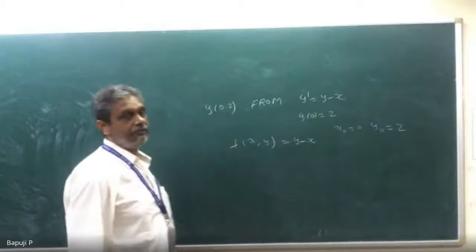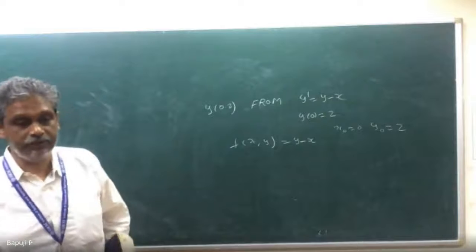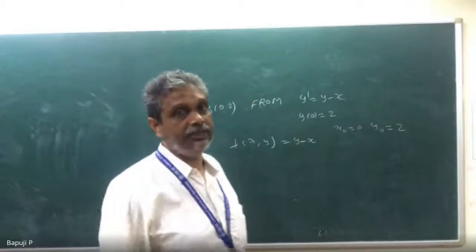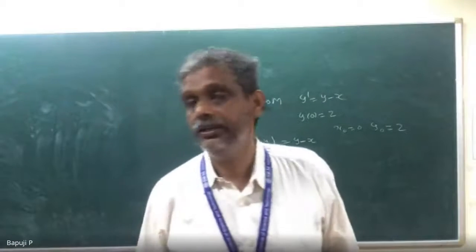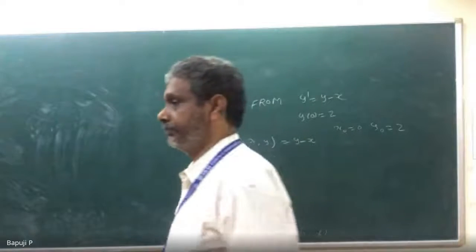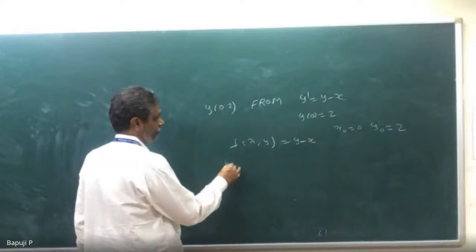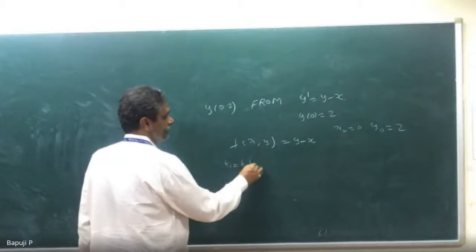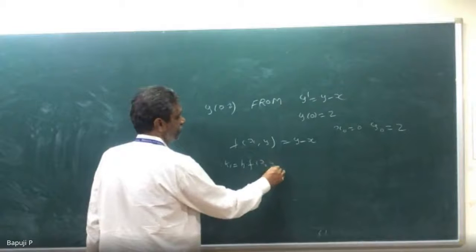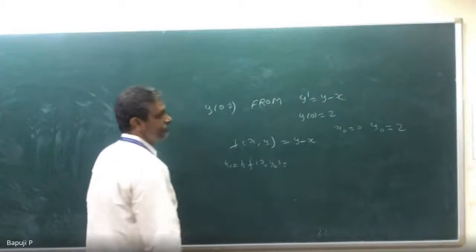Now your aim is what? You find k1, k2, k3, k4. Then from this you can find delta y. Once you find delta y, you will get y1. Okay. Now k1 is what? h into f of x naught, y naught. So who is my h here?